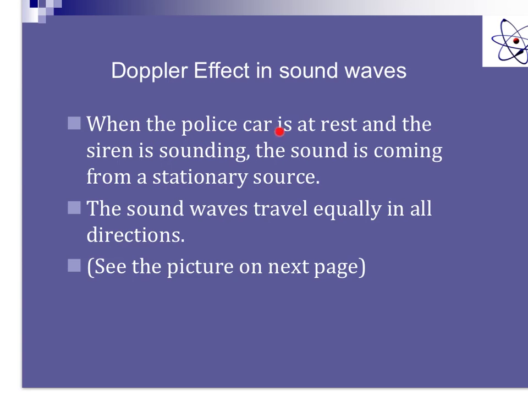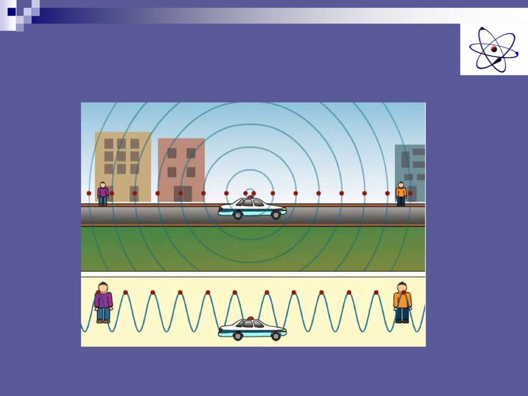When the police car is at rest and the siren is sounding, the sound is coming from a stationary source, which is the police car. The sound waves travel equally in all directions. The picture on the next page will illustrate this. This is the police car parked there, with its siren sounding, sending out these circular sound waves in all directions.